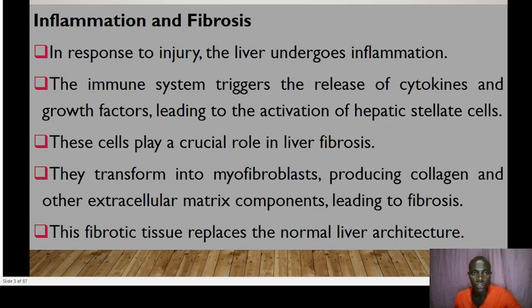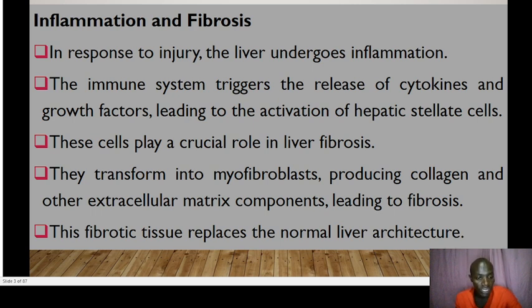All right. So what happens in liver cirrhosis? We have inflammation and fibrosis. This happens in response to the injury where the liver undergoes inflammation. The immune system normally triggers the release of cytokines and growth factors. This leads to activation of hepatic stellate cells. These cells play a critical role in liver fibrosis. They transform into myofibroblasts, which normally produce collagen and other extracellular matrix components, leading to fibrosis.